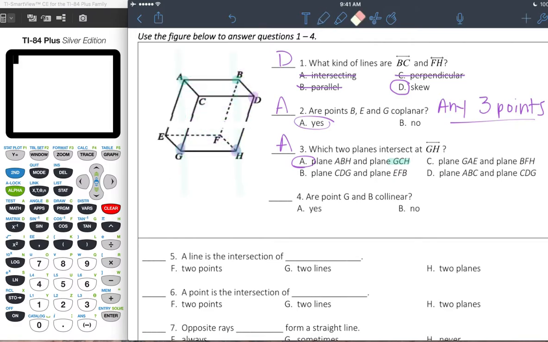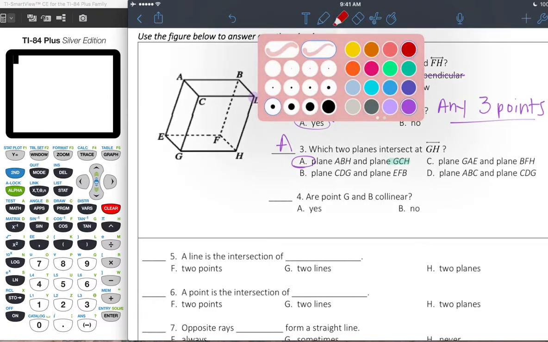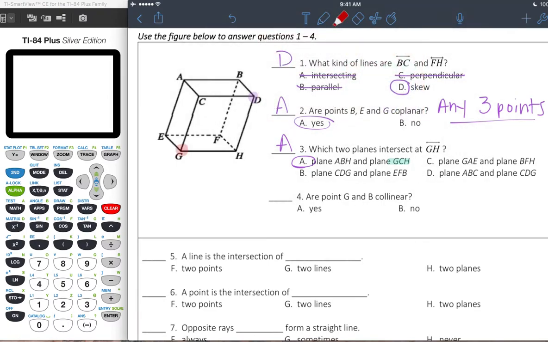All right, moving on, we have number 4. Number 4 asks if G and B are collinear. So we have points G and B, and yes, they are going to be collinear because any 2 points make a line.